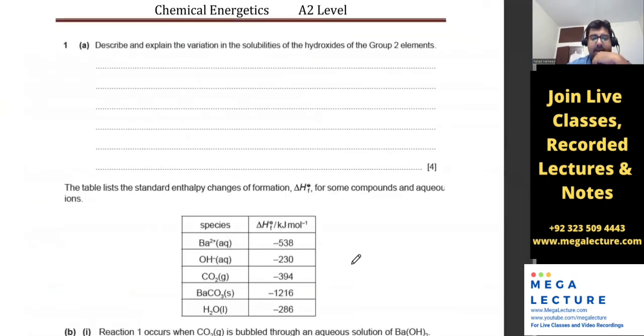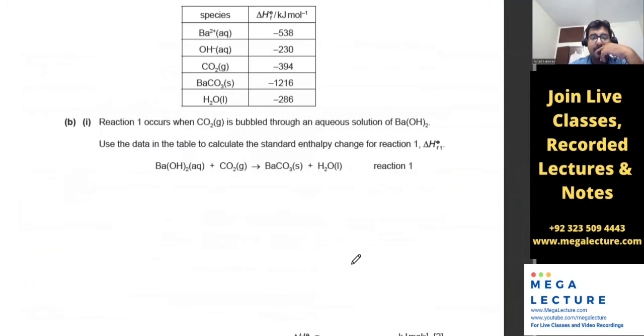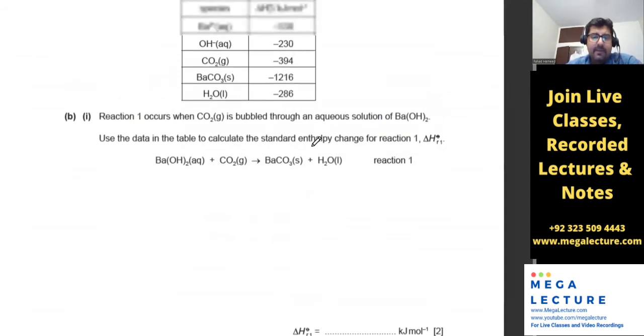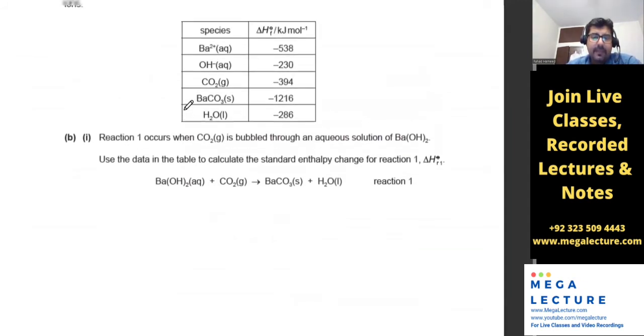So okay, let's try and do this question. We'll start the next topic tomorrow; we'll just do more questions now. Now this one, reaction 1 occurs when CO2 is bubbled through. So there's this reaction number 1. Use the data in the table to calculate the standard enthalpy change for reaction number 1. Now what information is given? This information is given.